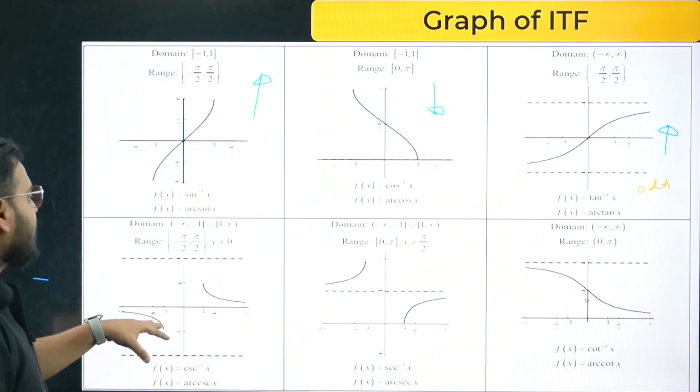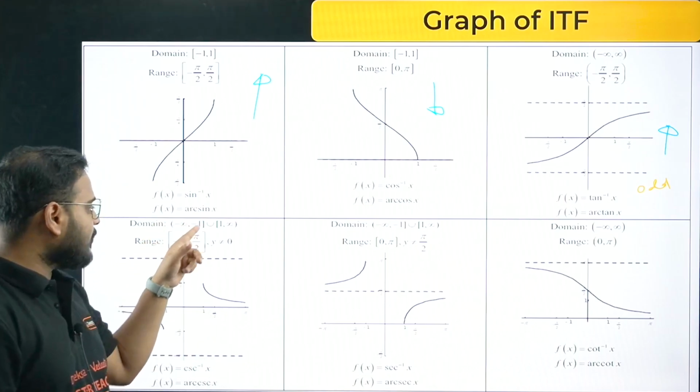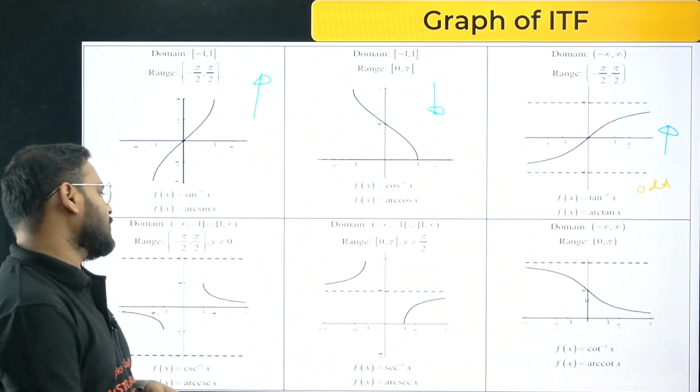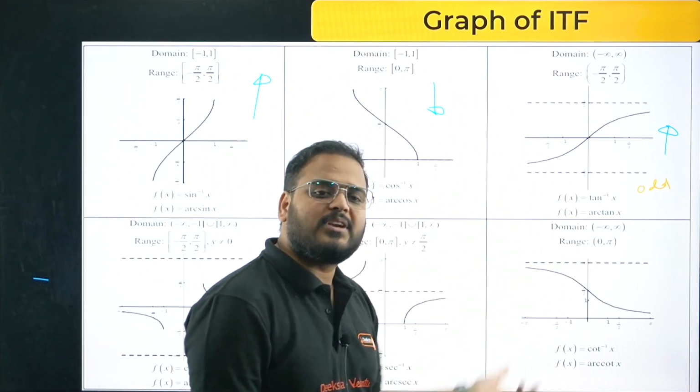What is this? Very, very important. What is this, sir? Cosec x. What is the domain, bacha? Minus infinity to minus 1, 1 to infinity, and range, bacha, minus pi by 2 to pi by 2, except for 0. Over here again. So don't worry, I have listed this to you in the table. I'll explain it to you.